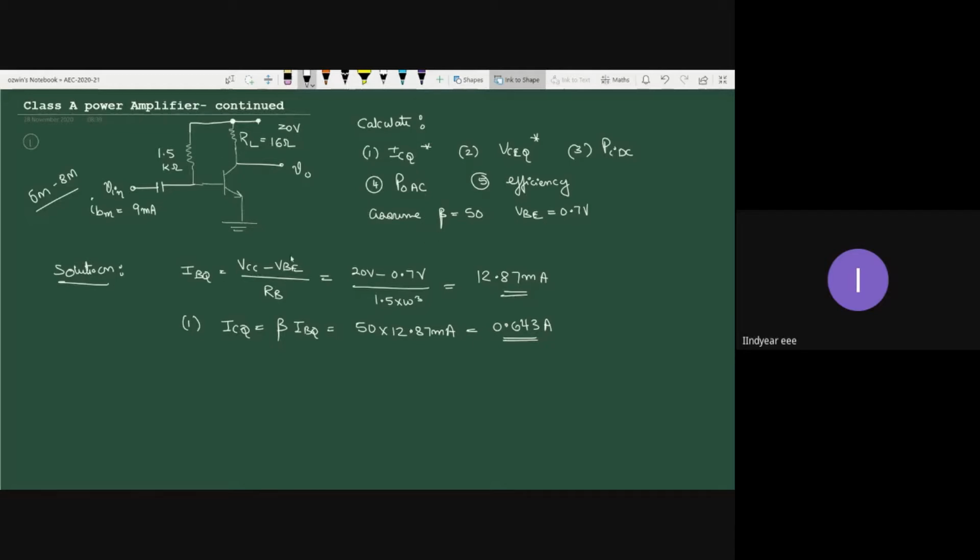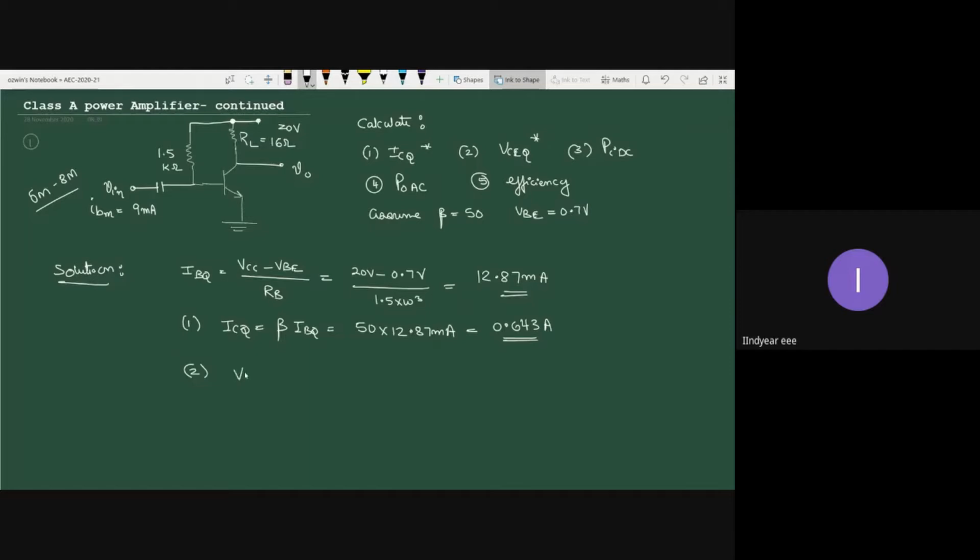However, in case of power amplifier, you can see the level at which the base current flows is at milliamperes, and the collector current will be in few amperes, say 0.643 amperes. So that is actually nothing but the power magnification. So your power amplifier can handle large collector current swings and voltage swings. Okay, so that's the first part of your problem.